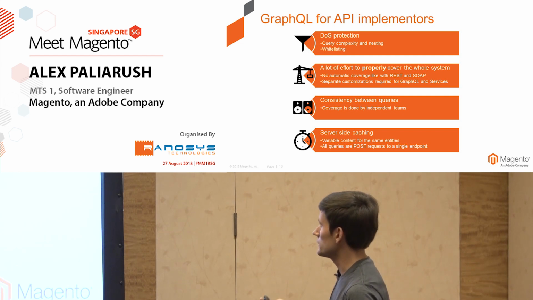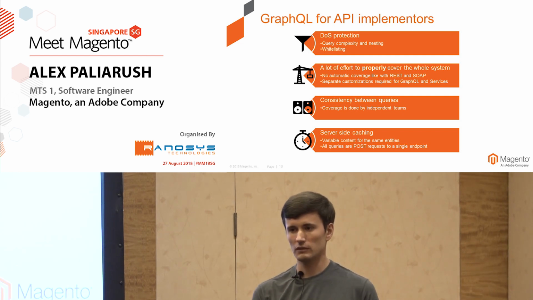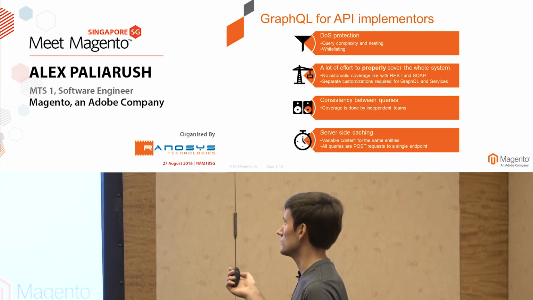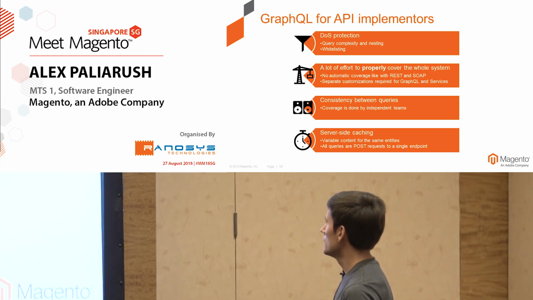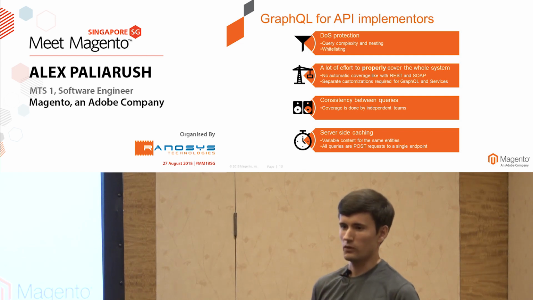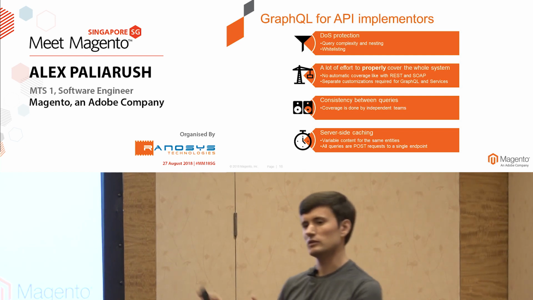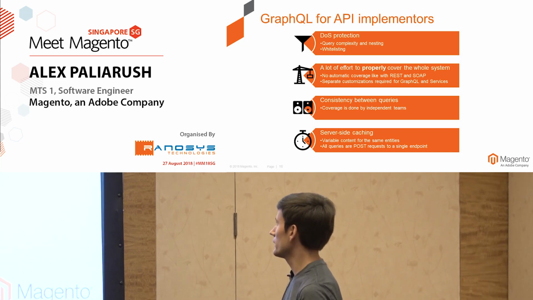So what does GraphQL mean for API implementers? The previous slide was for API users, like client-side developers, and this one is for API implementers, particularly Magento as an implementer of APIs. It actually adds complications for us, but it pays off if you look at the client side. So what are the complications for us?